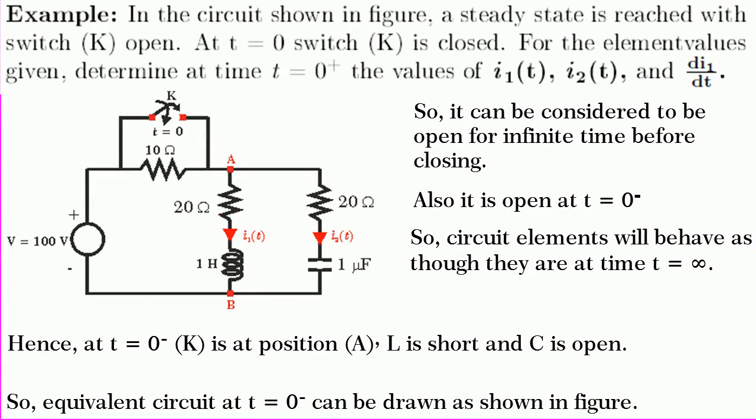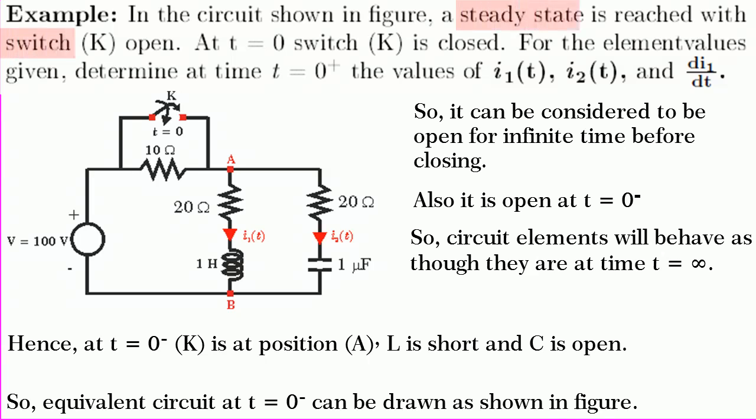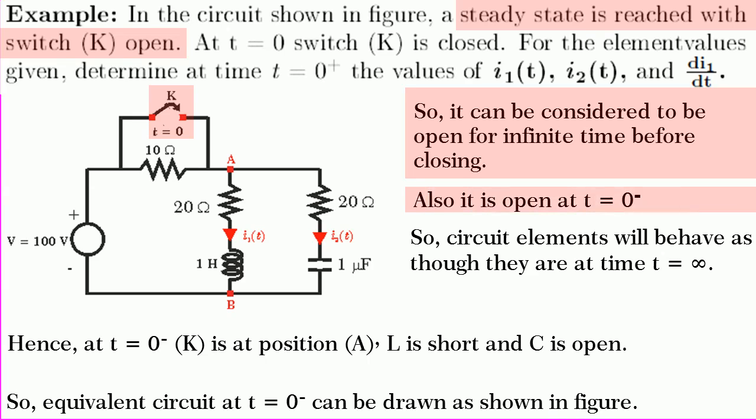Friends, in the process of acquiring different skills, let us solve yet another interesting problem to find i1(t), i2(t) and di1/dt at t equal to 0 plus in the circuit shown in figure. It is given that the steady state is reached when the switch K is open. So, it can be considered to be open for infinite time before closing. So, the switch K is open at t equal to 0 minus also.